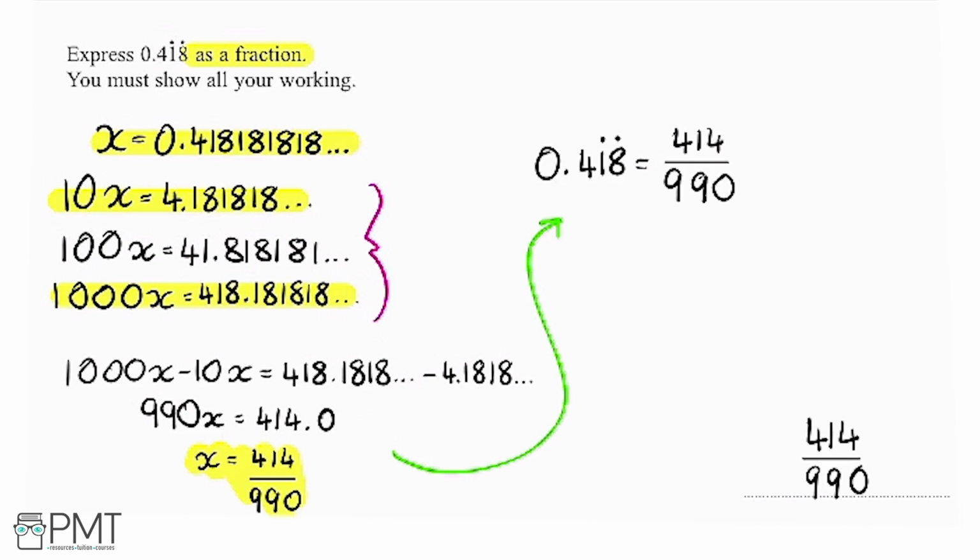So we get our first mark over here for multiplying on the left hand side and the right hand side to isolate the recurring part. We get a second mark down here for the section where we work out the difference. Then we get a third and final mark for the correct fraction at the end.